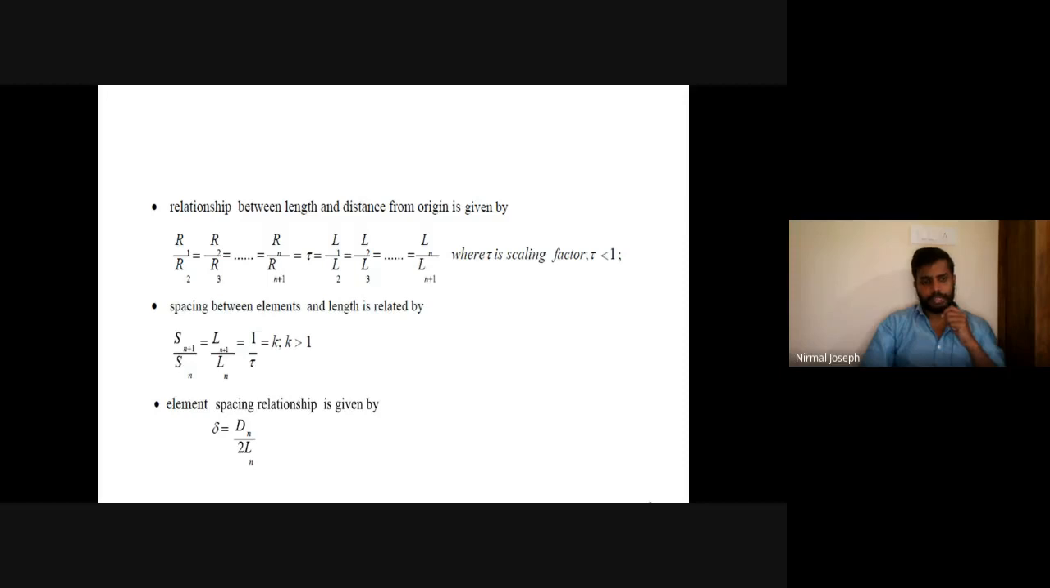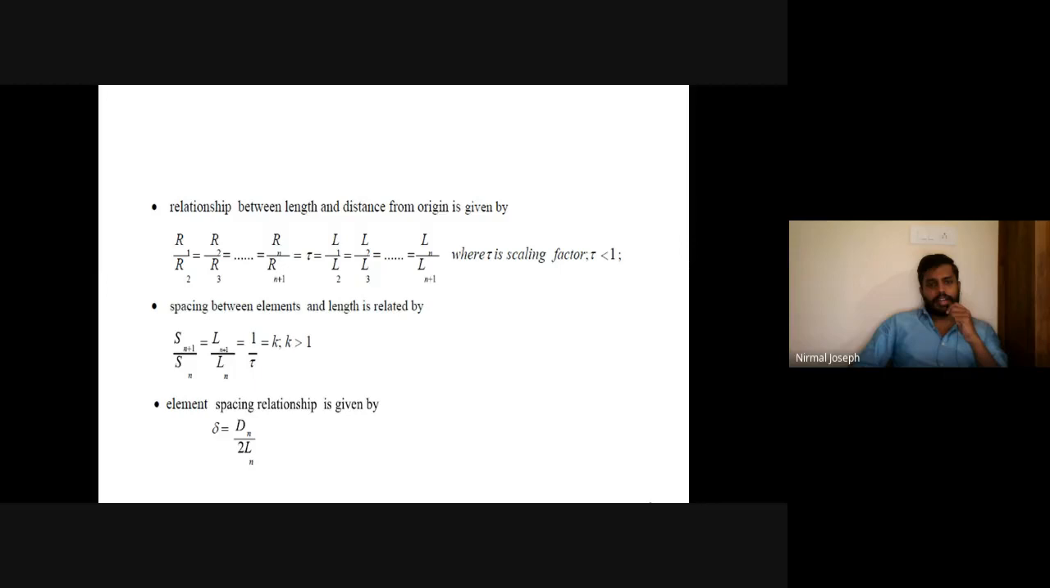So R1 by R2 will be equal to R2 by R3. That ratio should be preserved. That is equal to Rn by Rn plus 1, which is equal to tau, where tau is the scaling factor. And tau should be less than 1. How can we justify that? Tau should be less than 1. We will see the next equation also.